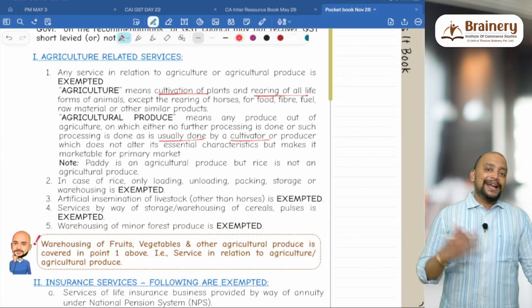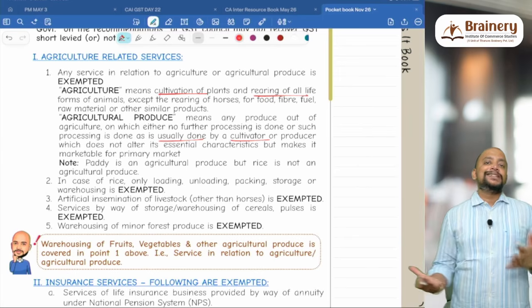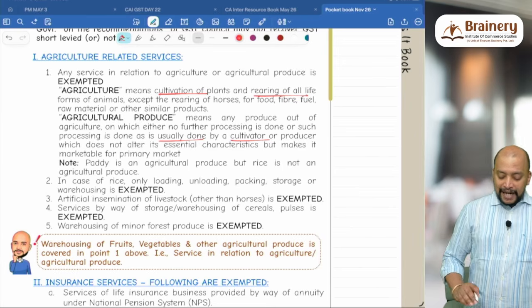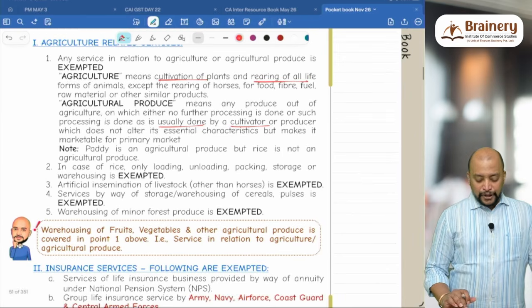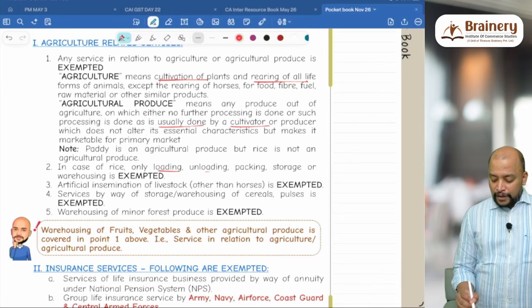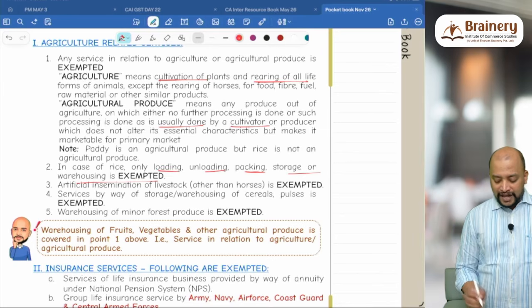Suppose paddy to rice: paddy is agricultural produce but rice is not agricultural produce, because rice is produced in rice mills. Even though rice is not an agricultural produce, in relation to rice we have 4 activities which are exempted. So loading, unloading, packing, storage and warehousing of rice is exempted.